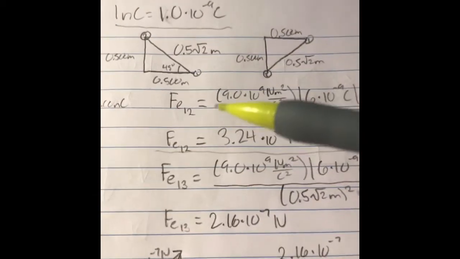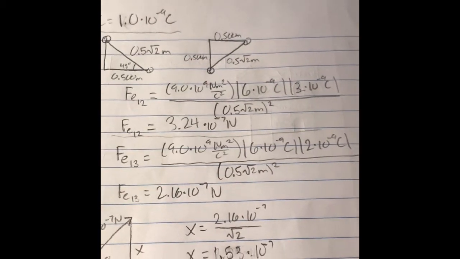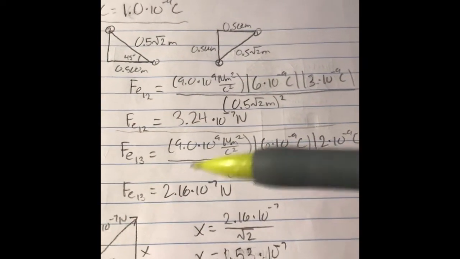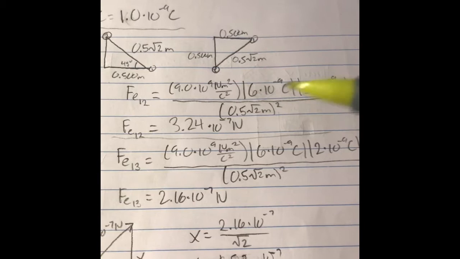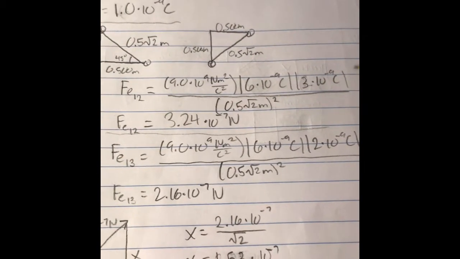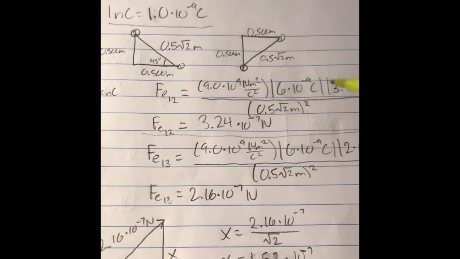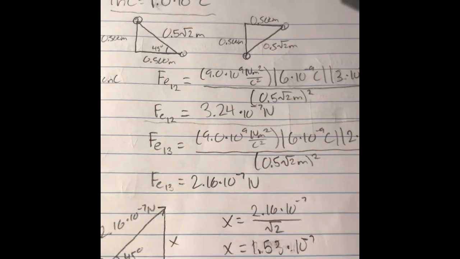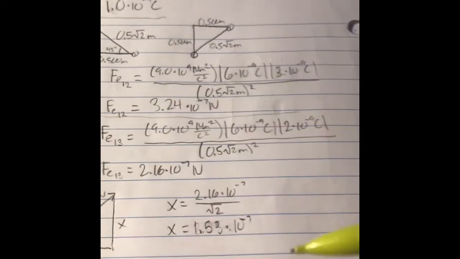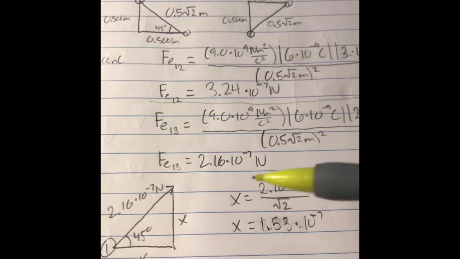And now this is the force between the first and the second charge, and you plug it into the Coulomb's law formula, with K being the constant of 9.0 times 10 to the 9 newtons meters squared over coulomb squared, times 6 times 10 to the negative 9 coulombs, times 3 times 10 to the negative 9 coulombs, over the square of 0.5 root 2 meters. Putting that in the calculator, you get about 3.24 times 10 to the negative 7 newtons. And you do the same thing to figure out the force between the first and the third charges, using the same formula, except this one's now 2, because the third charge is 2 nanocoulombs versus the second one being 3 nanocoulombs. You get 2.16 times 10 to the negative 7 newtons.